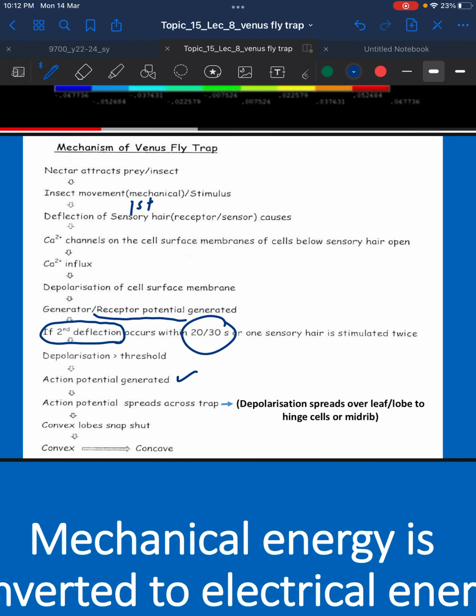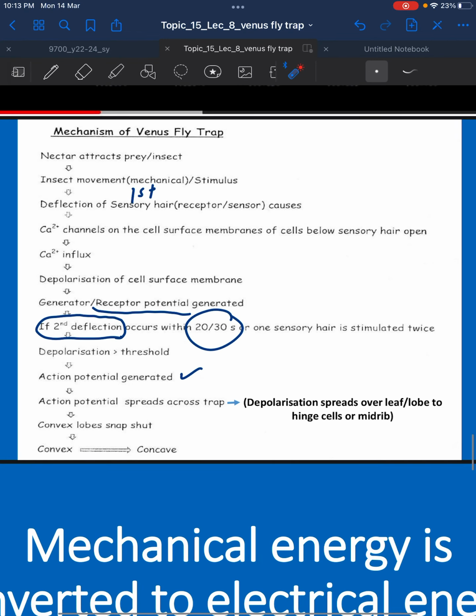And then here, action potential. If the second hair is deflected, action potential spreads across the trap. It means depolarization spreads over the leaf, lobe, or lobe to hinge cells. So the action potential will cover the surface of the leaf, and then it will end at the hinge cell, at the midrib. And at this point, that's when the convex will change to concave. So convex like that, concave like that.